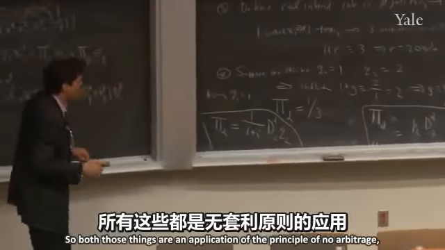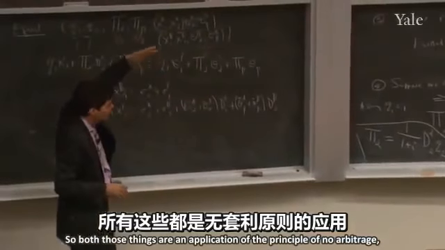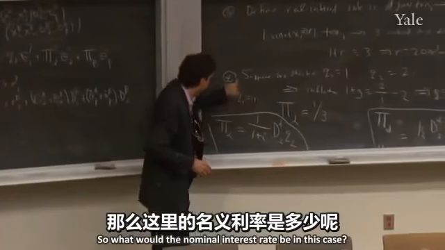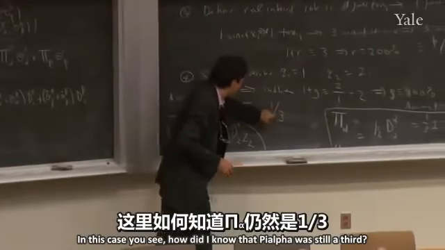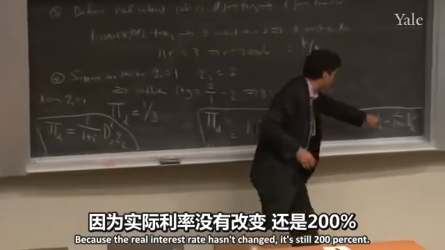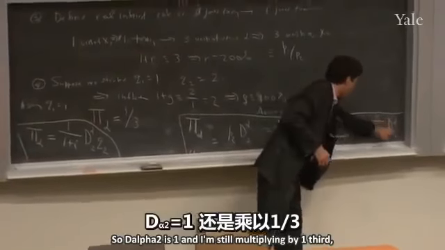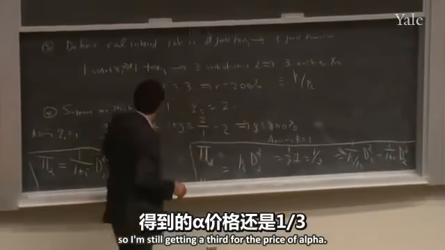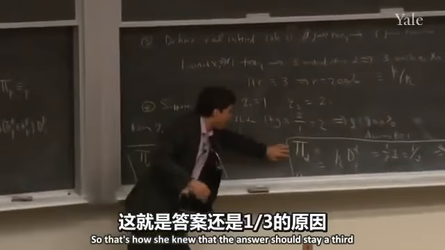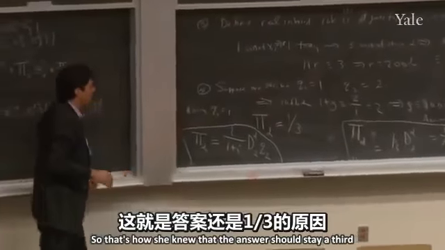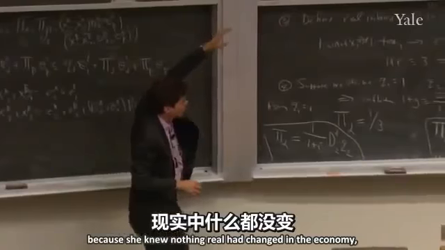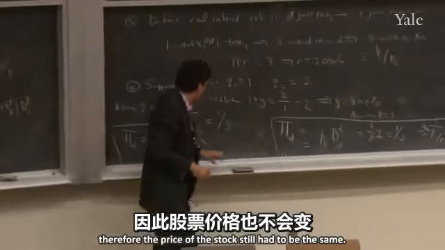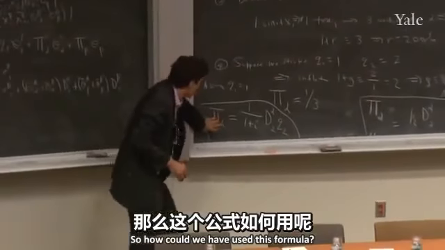Both those things are an application of the principle of no arbitrage, looking through the veil. Okay, so what would the nominal interest rate be in this case? How did I know the price of alpha was still 1/3? Because the real interest rate hasn't changed. It's still 200%. So D alpha 2 is 1, and I'm still multiplying by 1/3, so I'm still getting 1/3 for the price of alpha. That's how she knew that the answer should stay 1/3, because she knew nothing real had changed in the economy, therefore the real interest rate couldn't have changed, therefore the price of the stock still had to be the same. So how could we have used this formula?